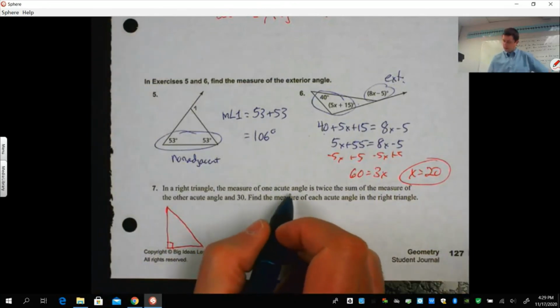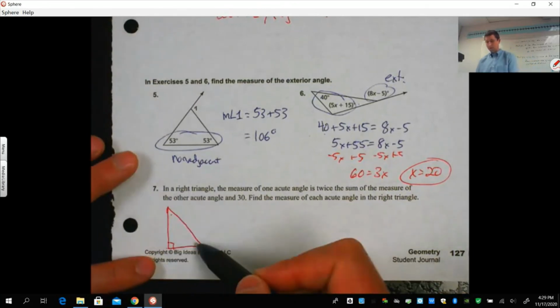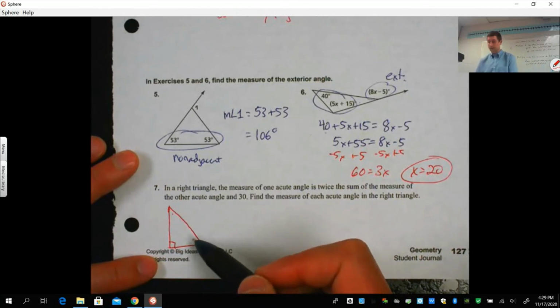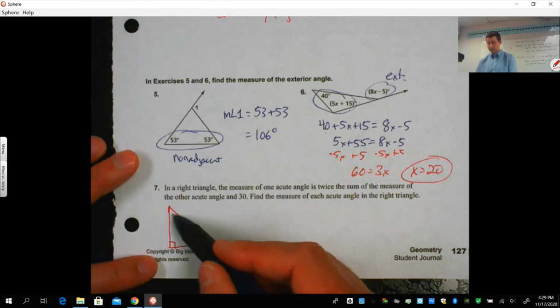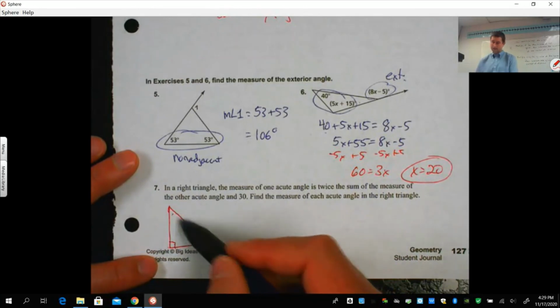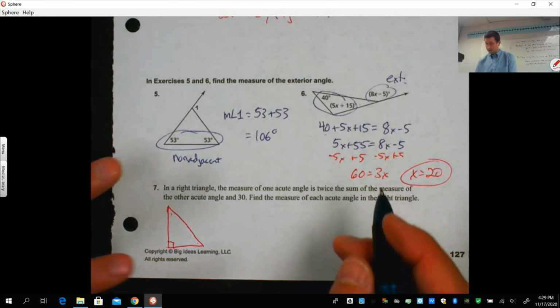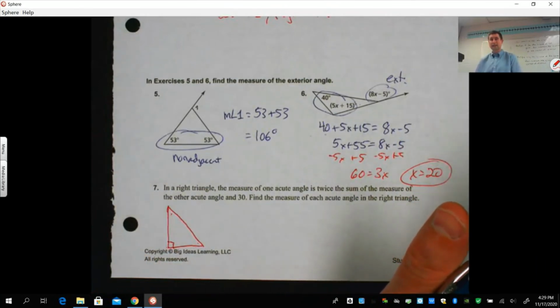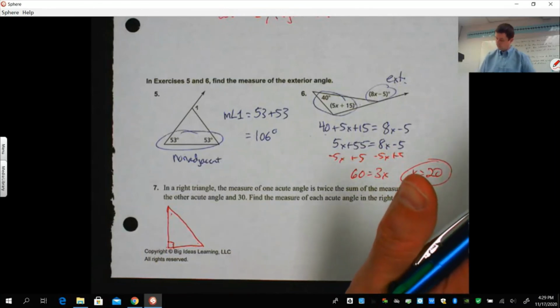The measure of one acute angle, because both of these will be acute, you can't have an obtuse right triangle. It's not possible. Because this is 90, you can't have one of these angles be greater than 90, and the three of them add up to it. Now, ask me how I can show you how a triangle can have more than 180 degrees. Okay, ask me in class when you see me.